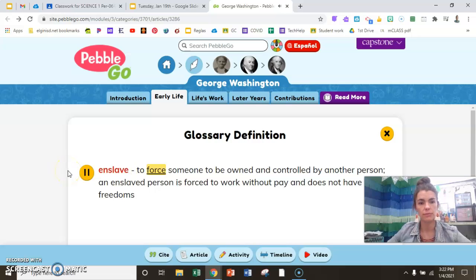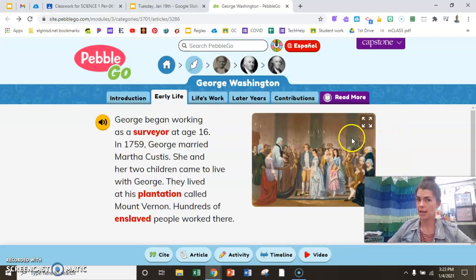Enslave. To force someone to be owned and controlled by another person. An enslaved person is forced to work without pay and does not have freedoms. We've learned a lot about our freedoms this year, remember? Signed in the Declaration of Independence, we have the freedom of speech, the freedom to go to school, the freedom of religion, and all citizens of the United States have these freedoms. But long time ago, when George Washington was alive, they were not given to African Americans. This was not right, and this was not fair. We will talk more about this tomorrow with our next important American that helped change this history.